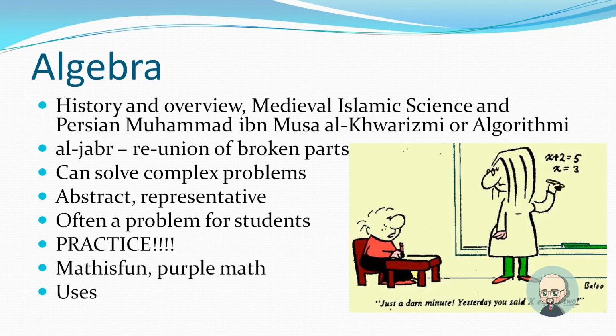Let me give you a brief history and overview. Algebra was invented amidst the Islamic science resurgence of the Middle Ages by a Persian gentleman. The Latinized version of his name is algorithmy. The word algebra comes from algebar, which in Arabic means a reunion of broken parts, which is essentially what algebra is. It can solve very complex problems. It's abstract and representative. It's often a problem for students because of that abstract nature.